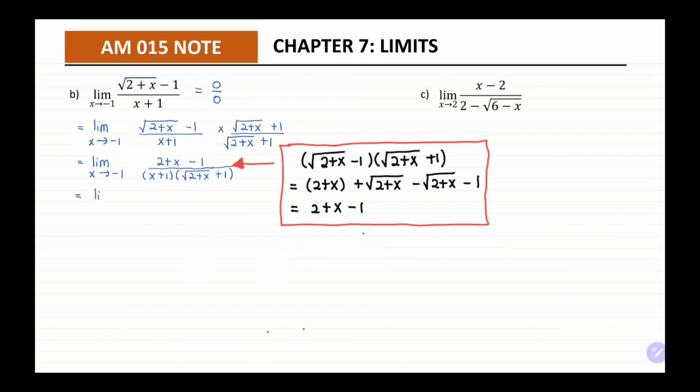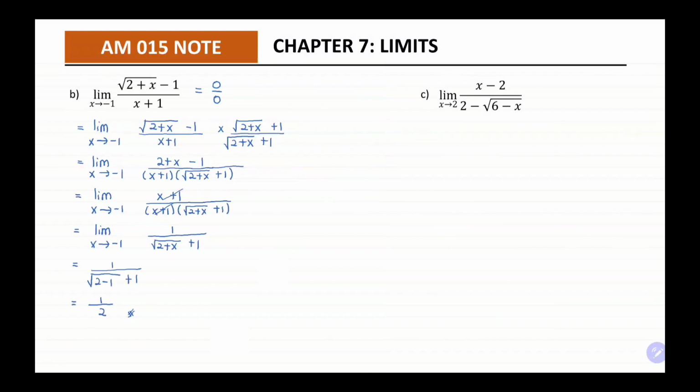Then we solve, we get limit x approaches negative 1, (x + 1) over (x + 1) times (√(2 + x) + 1). We see that x + 1 is the same as this one, we cancel out, then we get limit x approaches negative 1, 1 over (√(2 + x) + 1). Then we substitute the value x equals negative 1, then we get 1 over (√(2 - 1) + 1), then we get 1 over 2.